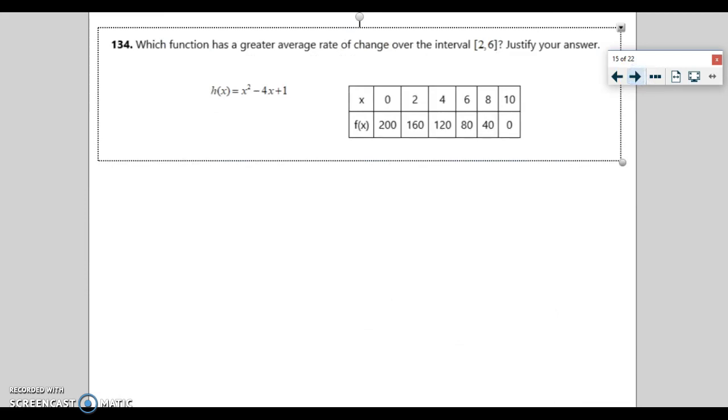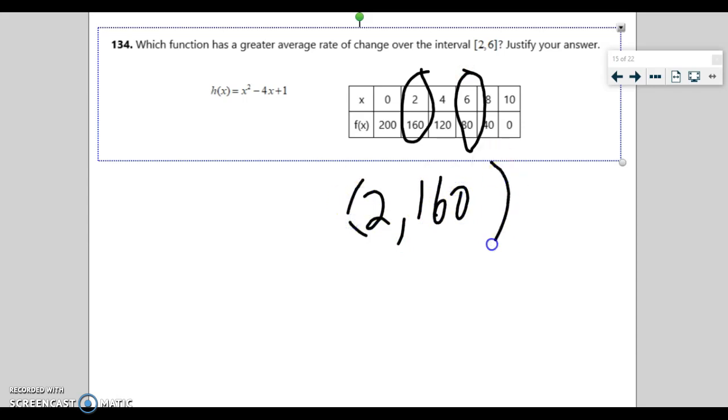Rate of change, 2 and 6. So I have to look at 2, and I look at 6. And again, I don't have that much time. So my first coordinates are going to be 2, 160, and this is going to be 680.